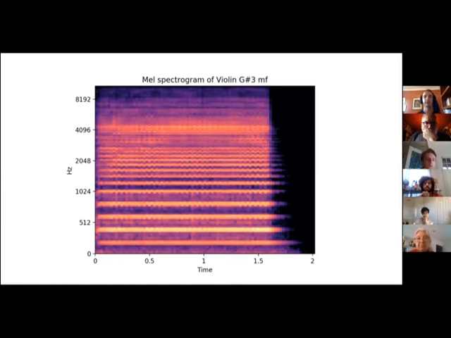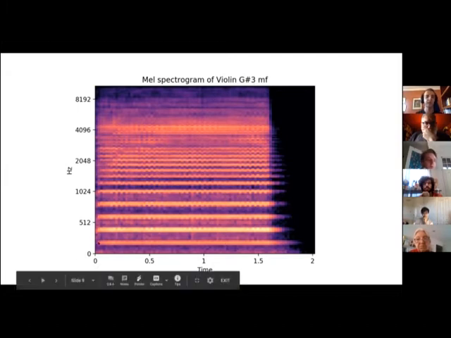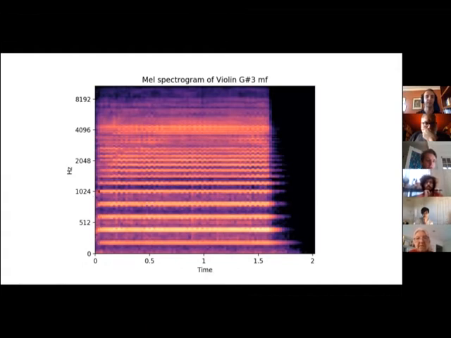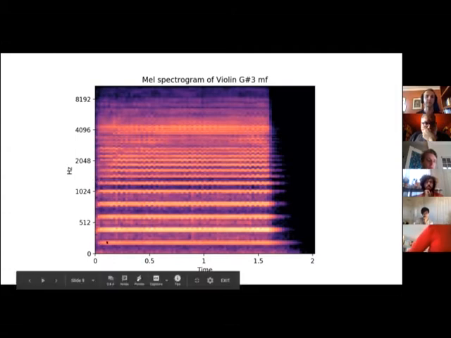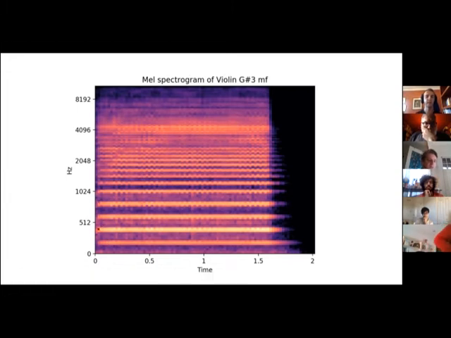For that reason, it makes sense for us to apply this kind of perceptual method of representing audio. This Mel spectrogram is of a violin playing a G sharp 3. So this is just one instrument playing one note. We can see this is our fundamental frequency down here, which is the frequency of a G sharp 3. Above it are what are called the partials. For a harmonic sound, these are integer multiples of the fundamental frequency. That's what we call our harmonic spectrum.